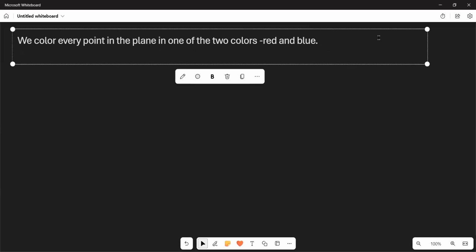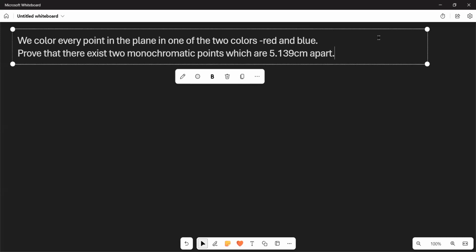Okay. And what do we want to prove? Prove that there exist two monochromatic points which are 5.139 centimeters apart. Now let me explain the question. What does monochromatic mean? Monochromatic just means something that is of the same color. So two monochromatic points just means 2 points that are the same color.